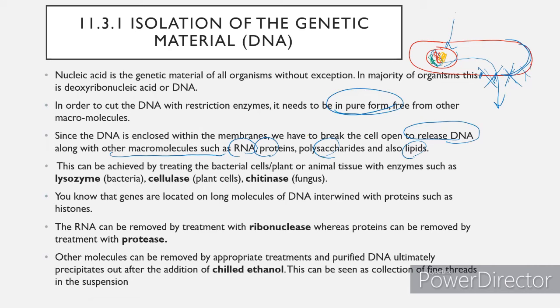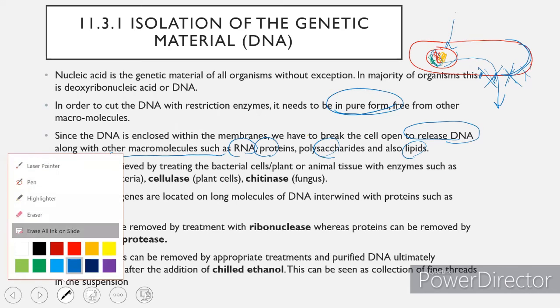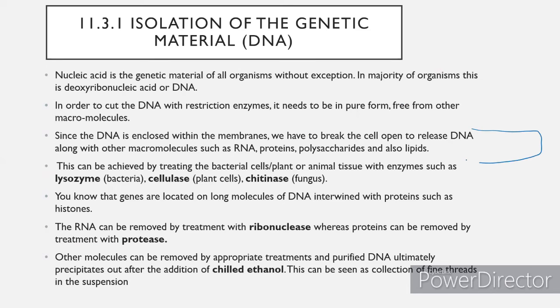This can be achieved by treating the bacterial cell or plant cells or animal tissue with enzymes. I'll explain about that. So if this is a bacterial cell, the outer part is referred to as a cell membrane. If it is an animal cell or a bacterial cell, it is a cell membrane. So this can be removed with an enzyme called lysozyme. Lysozyme attacks the cell membrane. So lysozyme is for bacteria.